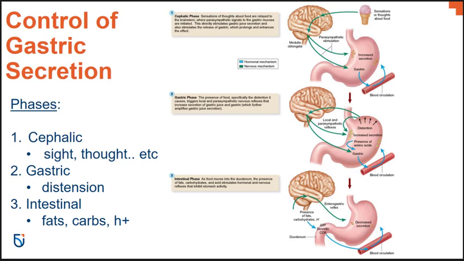The cephalic phase is also spoken of as the psychic phase because it's mental factors that activate this mechanism. For example, the sight or the smell or the taste or even the thought of food that is pleasing to an individual will activate control centers that are found within your medulla oblongata of the brainstem.